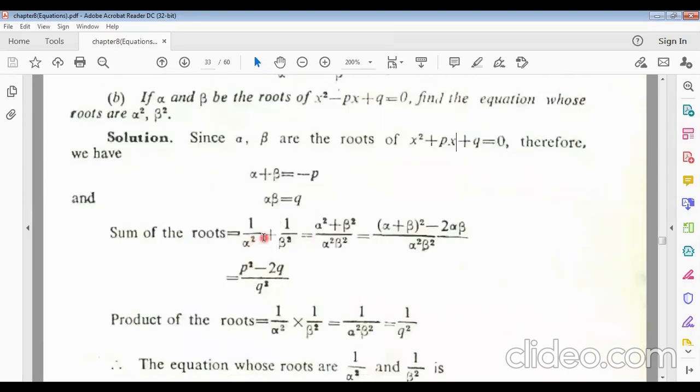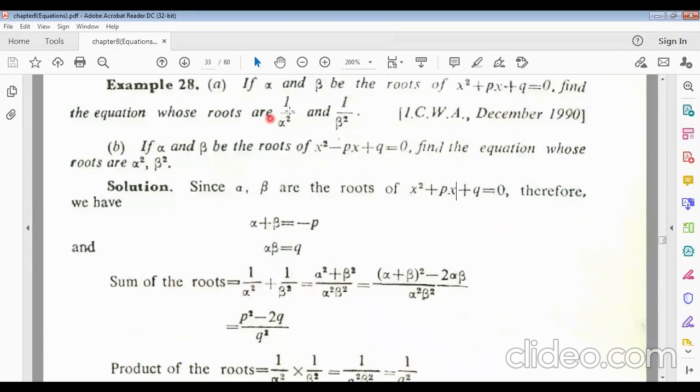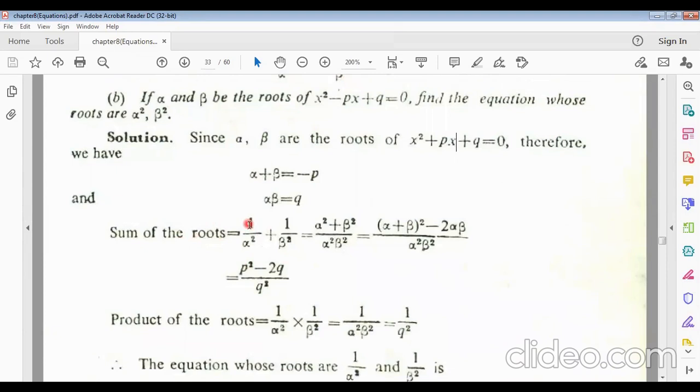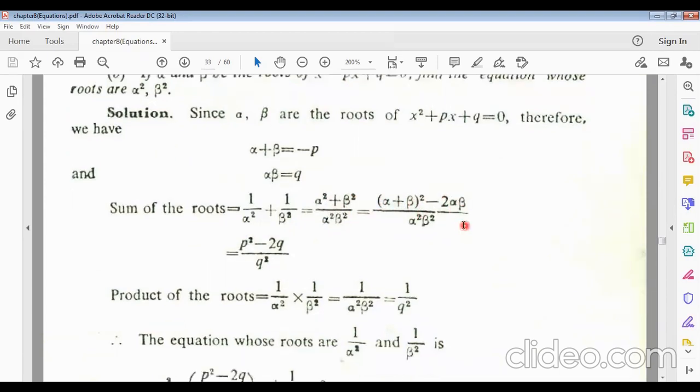So what will be the sum of the new roots? The new roots are 1 by alpha square and 1 by beta square. So the sum of the new roots is 1 by alpha square plus 1 by beta square. Taking LCM, alpha square into beta square, we get alpha square plus beta square. Now alpha square plus beta square equals, by the formula a square plus b square, a plus b whole square minus twice ab. Now just putting alpha plus beta equals minus p and alpha into beta equals q, we get this one.